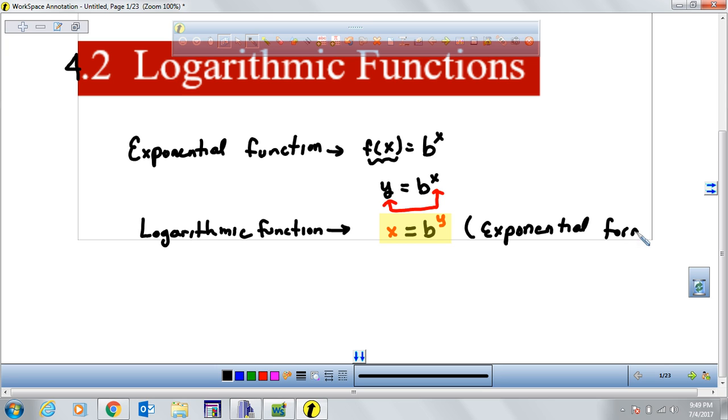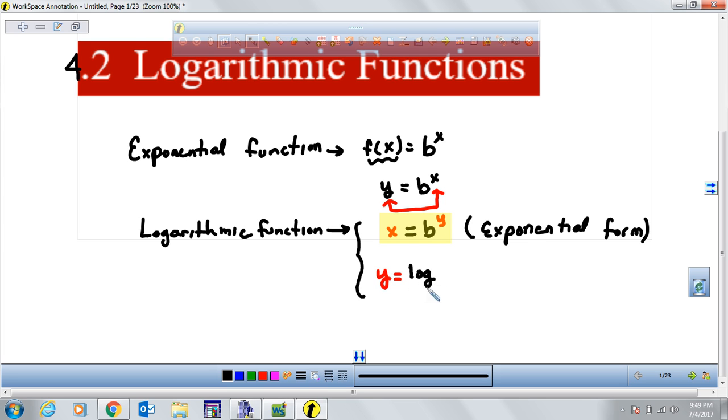Now, the logarithmic function can be expressed in another way. It can also be expressed in terms of y equals. So just remember right here, based on what we see on this function, what does the y represent? The y represents the power. So when I say y equals, I mean the power. So the logarithmic function is going to represent the power of the function. That's basically what the logarithmic function is for.